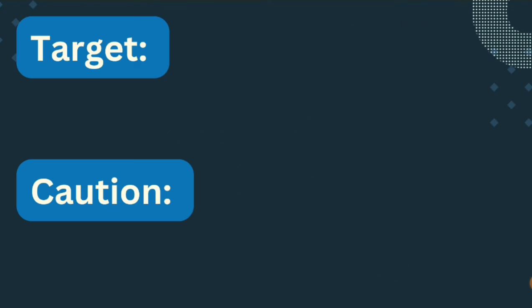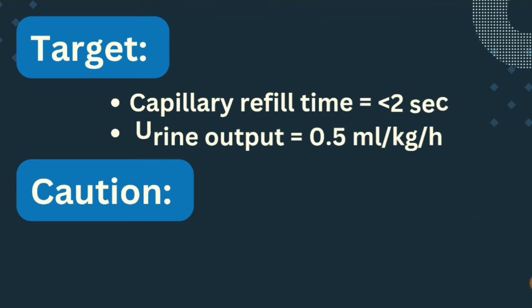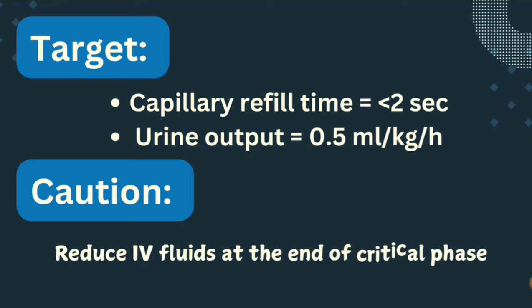Now, what is the target of IV fluids? Capillary filling time less than 2 seconds and urine output of 0.5 ml per kg per hour. Caution is that we should reduce IV fluids at the end of the critical phase. This is very important because at the end of the critical phase, fluid comes back into the intravascular space and there are chances of pulmonary edema and fluid overload.